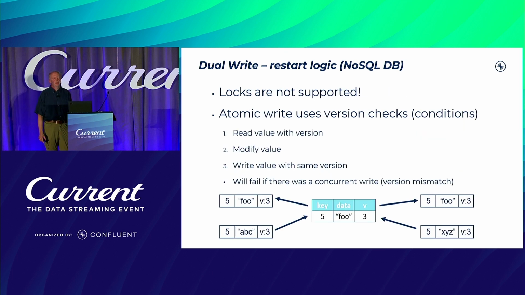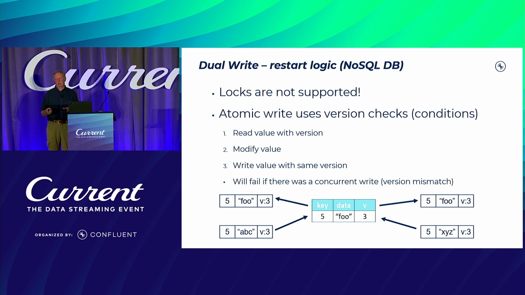For NoSQL databases, it's a little bit trickier. Most NoSQL databases do not support locks, and the way atomicity is achieved is generally by using version checks or conditions. If an application wants to do an atomic read-modify-write operation, it reads the data value, and when it reads the value, it gets a version or condition. Then it can take the time to modify the value, and write it back with the same version.